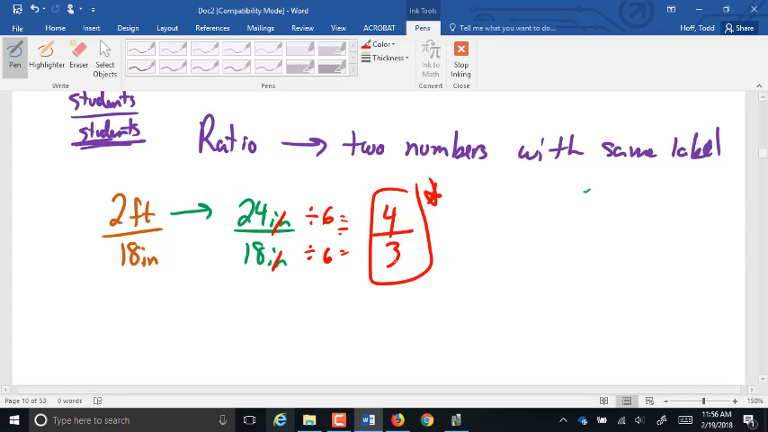But since this is a ratio, we do not do that. We will never reduce it to a mixed number because that's not how a ratio works. A ratio, remember, is a comparison between the two numbers. Doesn't matter if the top one's bigger or smaller. We're comparing the numbers.